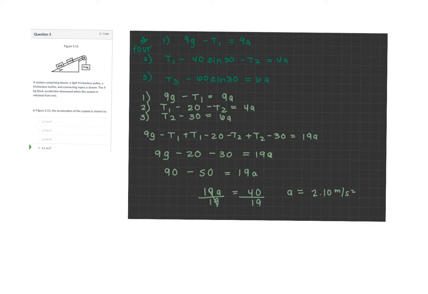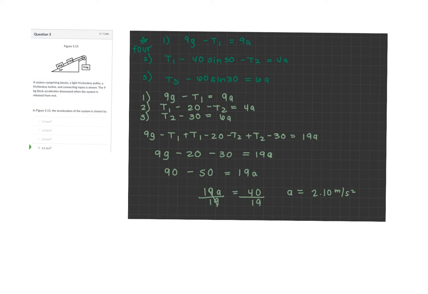So the first one is for that 9 kilogram box, the first equation. The second is for the 4 kilogram box, and the third is for that 6 kilogram box. Now that we have all of these equations together, we simplify. The 40 cosine of 30 is 20, and that 60 sine of 30 is 30.